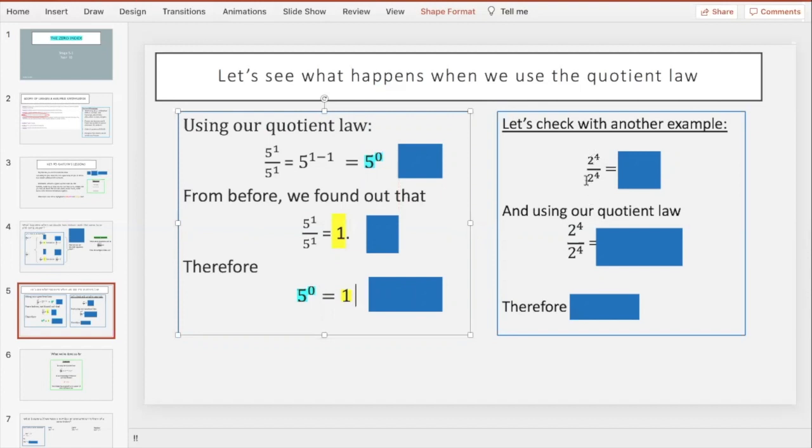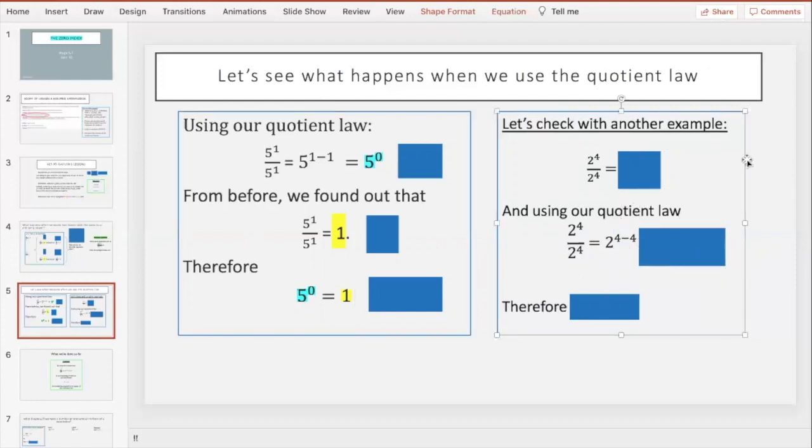2 to the power of 4 over 2 to the power of 4. What would we write out for our numerator and denominator? 2 to the power of 4 minus 4? Yep, so that's using our quotient law, which is just there. Sorry. No, that's okay. And what about our fraction here? We'd get 1. So we'd get 16 over 16, which equals 1.